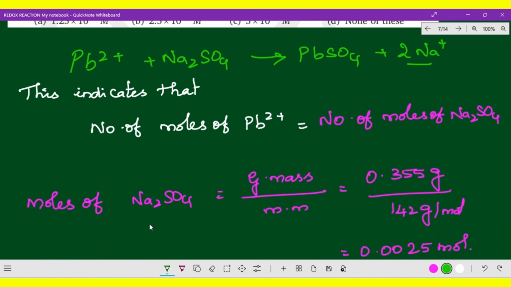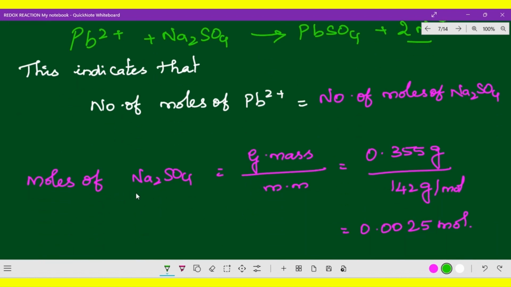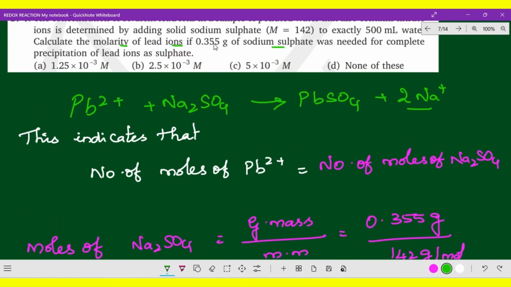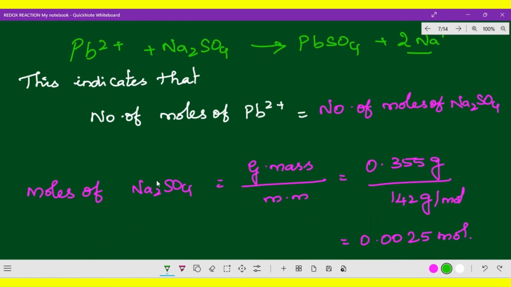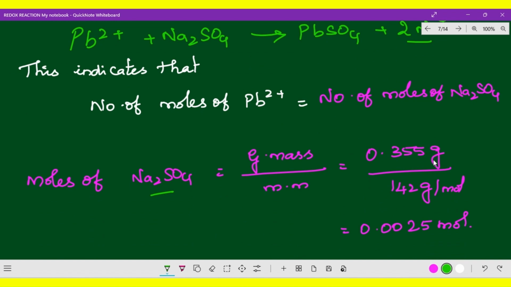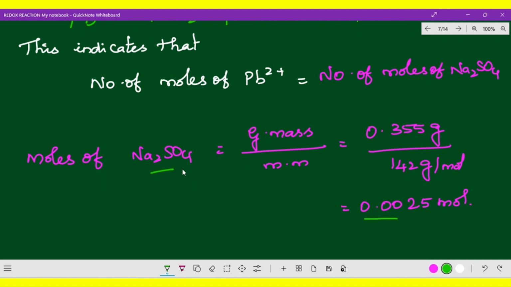Now, moles will be easy for us to identify because they have given the mass. Number of moles equals given mass by molecular mass. Given mass is 0.355 gram, as mentioned in the question. So 0.355 gram of sodium sulfate divided by the molecular mass, which they have also given, 142 gram per mole. So you get the moles of Na2SO4, and we found out the Na2SO4 moles.